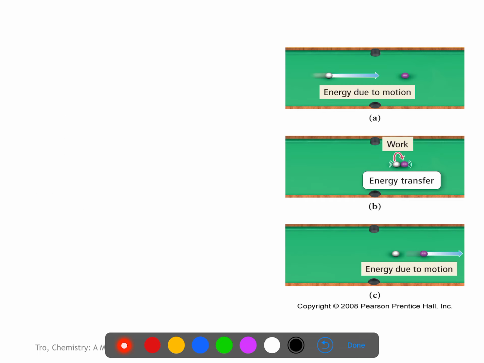Now going a little bit back to something we've already talked about, other forms of energy, we've discussed kinetic energy, which is the energy of motion, and potential energy, which is stored energy. So putting this into an example, think of a pool table.